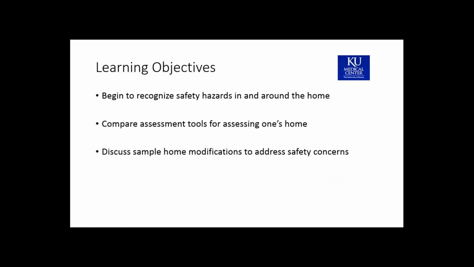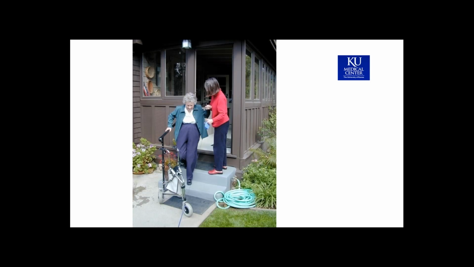And I'm going to talk to you a little bit about some ways to recognize safety hazards around the home and look for things that you could do to simplify the environment. And I'm going to introduce some different tools that you might use. And I'm also going to give you some ideas of some simple sample home modifications. So I like to start with a photo. I think photos are really helpful.